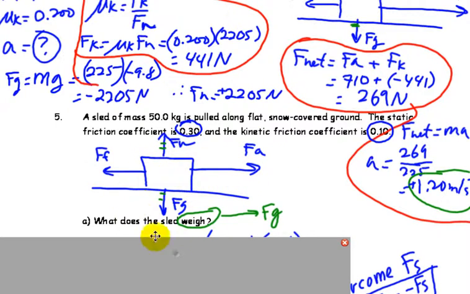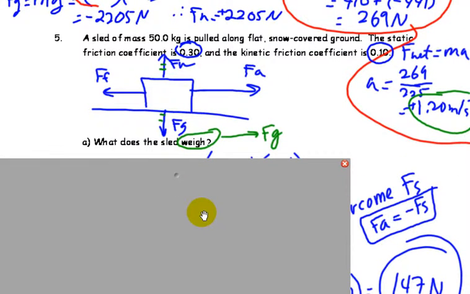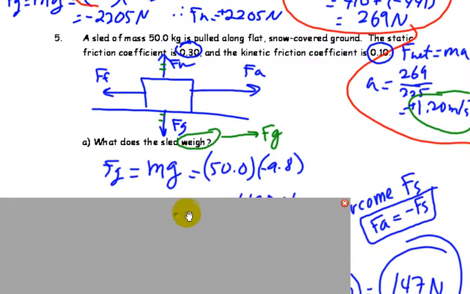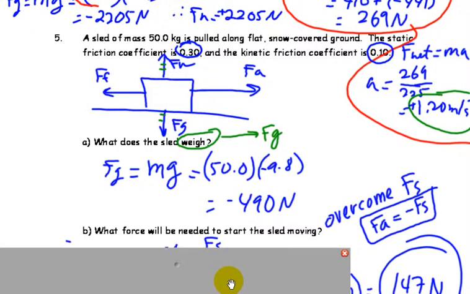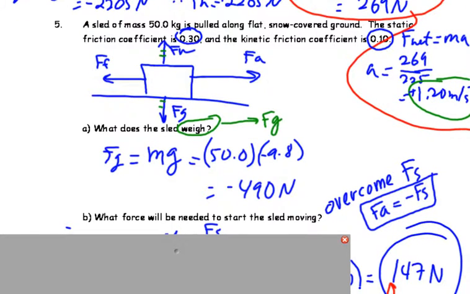So again, applied force is bigger than force of friction. What does the sled weigh? When we talk about weight, we're talking about force due to gravity. So 50 times negative 9.8, negative 490 newtons. Now, in order to get the sled moving, to overcome the static friction force, my applied force must be equal and opposite to it. So mathematically, Fa is equal to the negative of Fs. Because if this is a negative 10, let's say, if I take the negative of negative 10, it works out to be positive 10.